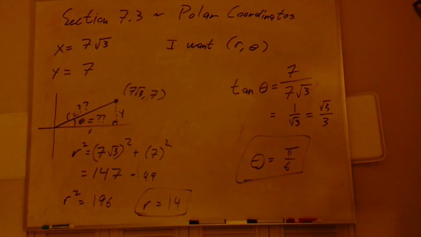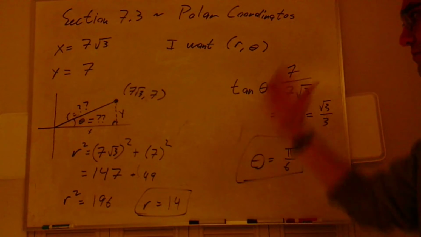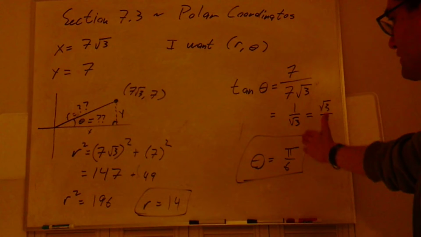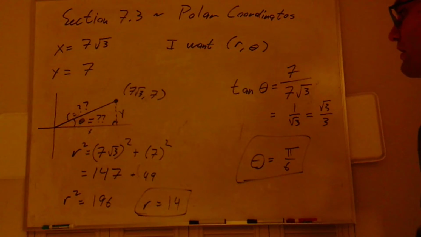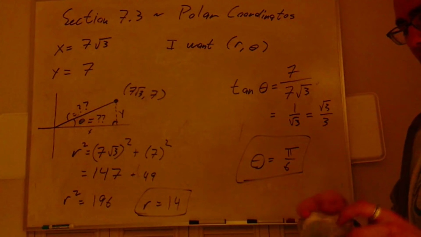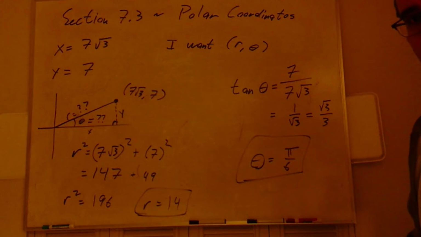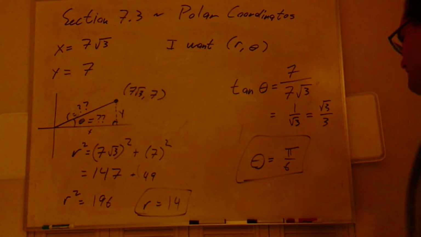It's not so bad. Pretty straightforward. Pythagorean theorem to find an r. Arctangent to find a theta. Time to start doing the tricky stuff.